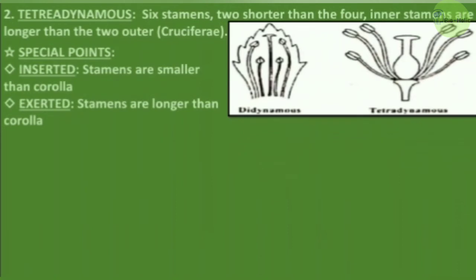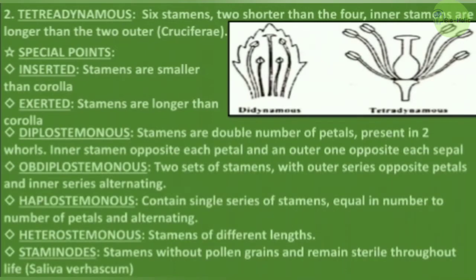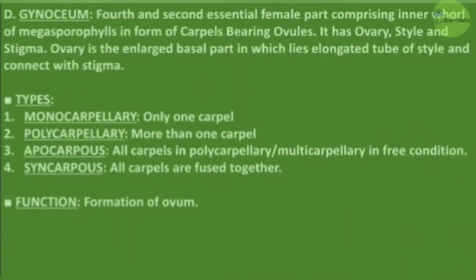Now, there are some special points. Inserted and exserted. If stamens are smaller than corolla, that is called as inserted, and if stamens are longer than corolla, it is called as exserted. And there are also types: the diplostemonous, the obdiplostemonous, the haplostemonous, the heterostemonous, and the staminodes. The stamens without pollen grains that remain sterile throughout life are called staminodes.